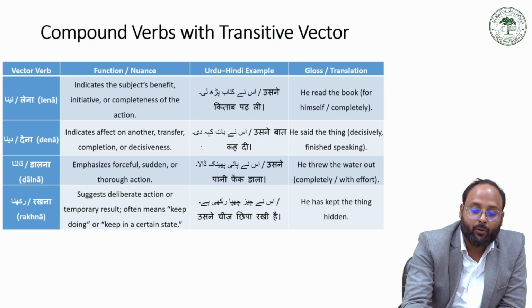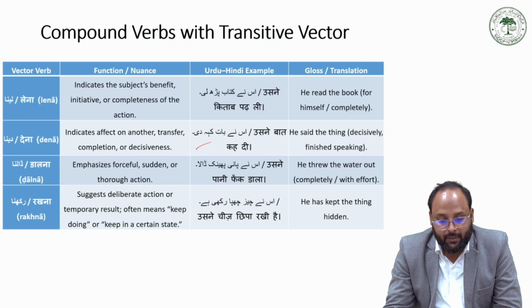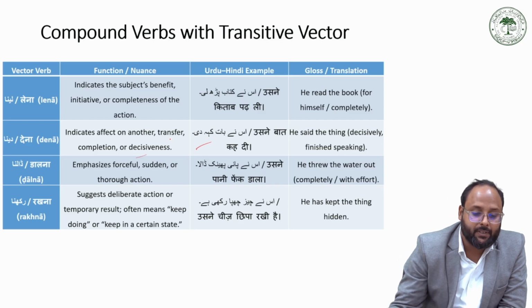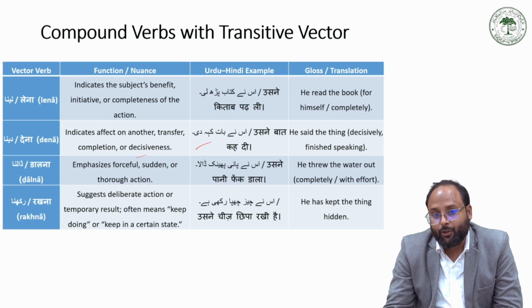And देना, उसने बात कह दी, indicates the affected party or a transfer, the completion or the decisiveness. देना gives the meaning of completion, decisiveness. And डालना, उसने पानी फेंक डाला, emphasizes forceful, sudden or thorough action. So that is the function or the nuances given by the transitive vector.